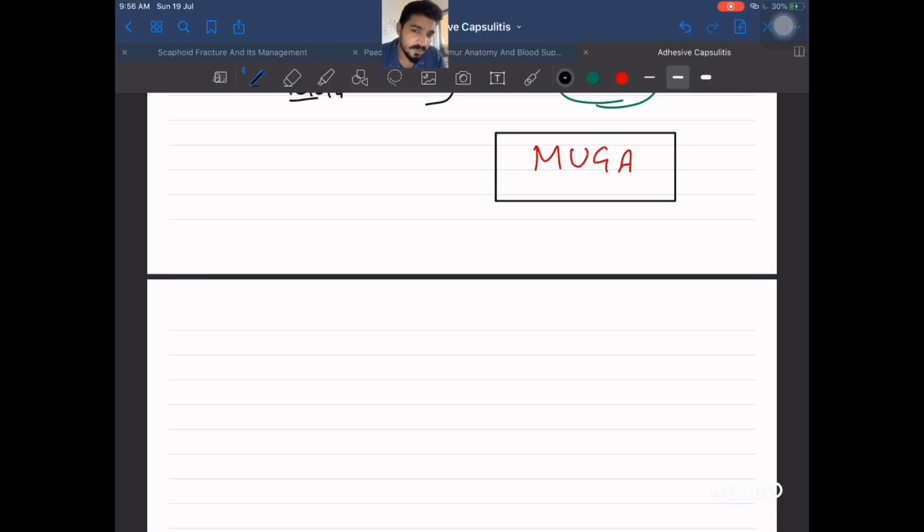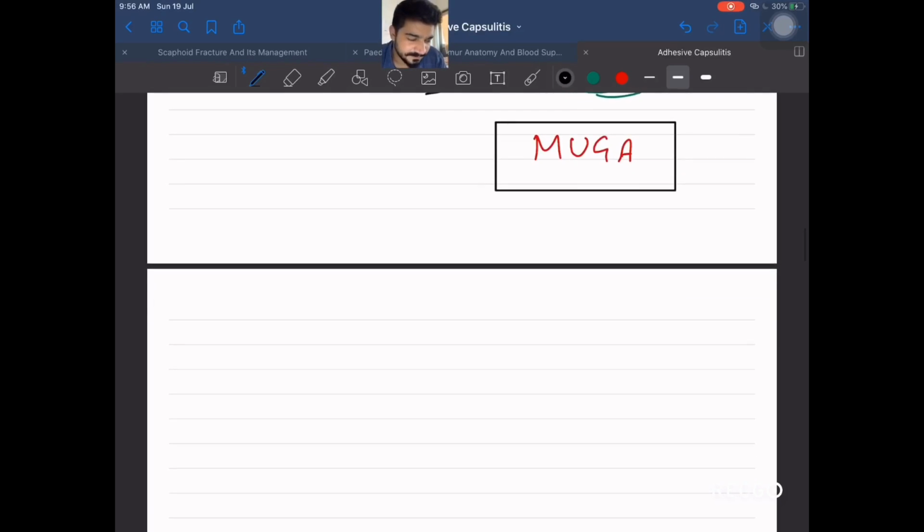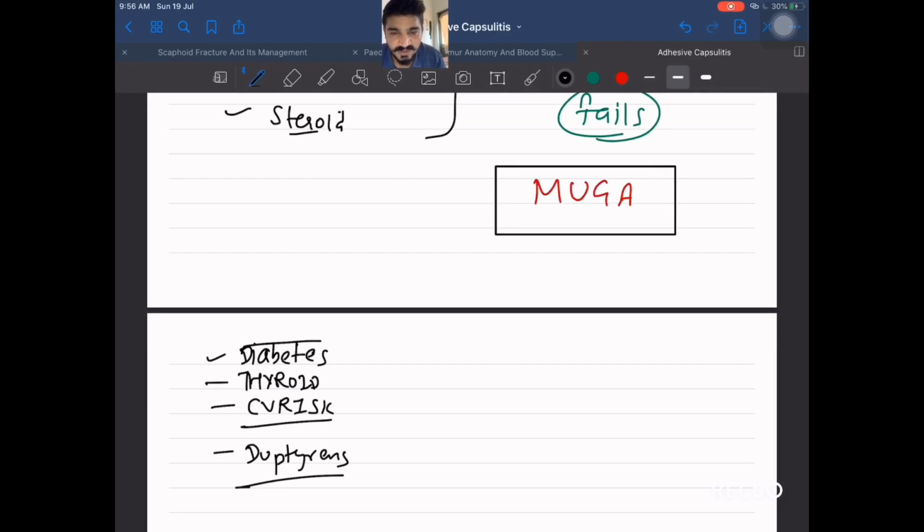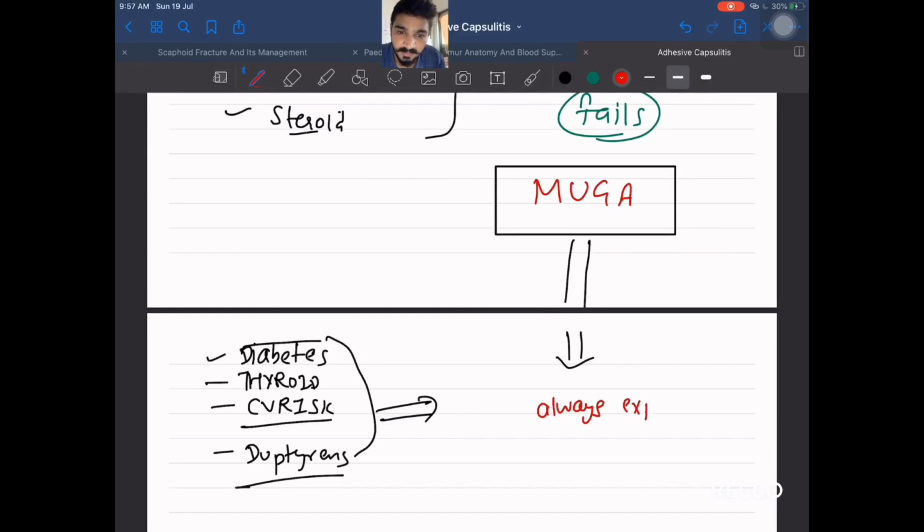And regarding manipulation under general anesthesia, we have to take care in patients with diabetes, thyroid disease, cardiovascular diseases, and Parkinson's disease. Because in these patients, we actually have to explain that there's a 50% chance of failure of this MUA therapy. In 50% of cases, this therapy will fail. With time, the stiffness will come again.